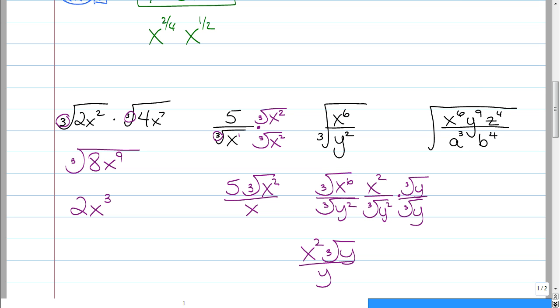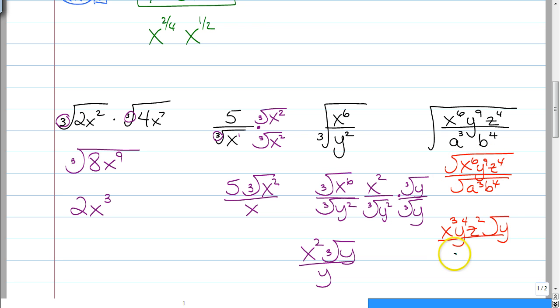So what you would do again is split it for the top and bottom. So you have the square root of x to the 6th, y to the 9th, z to the 4th, over the square root of a cubed, b to the 4th. The top can simplify to x cubed, y to the 4th, z squared, and then of course the square root of y for your leftover y, because 2 goes into 9 4 times with a remainder of 1. Now that's all over. 2 goes into 3 once, so you can pull out an a, but you have 1 left inside. And 2 goes into 4 twice, so you have b squared.